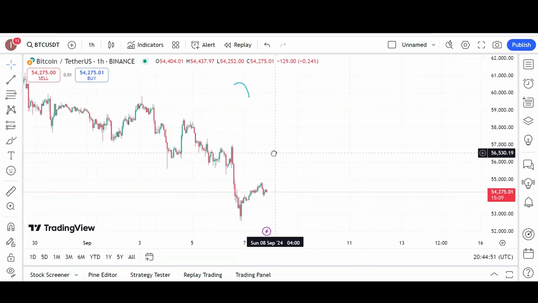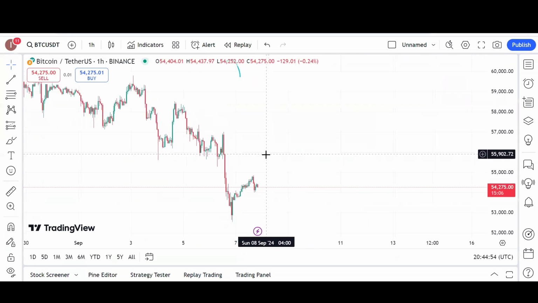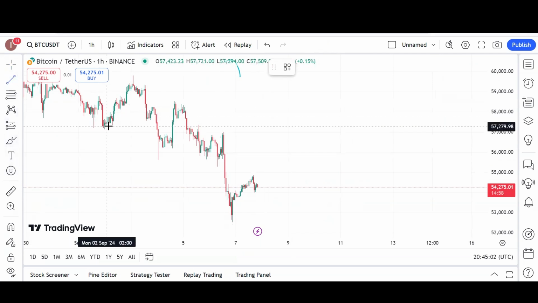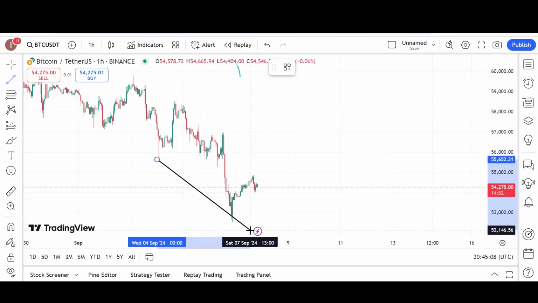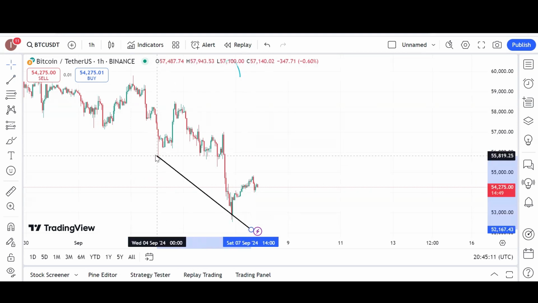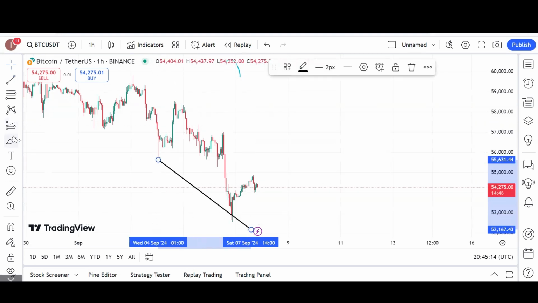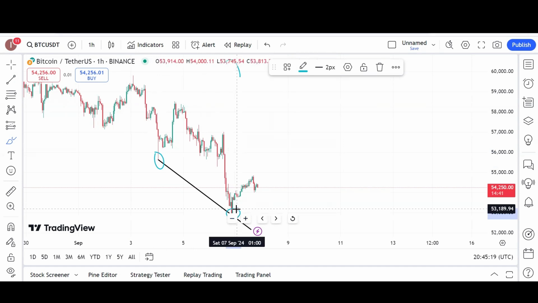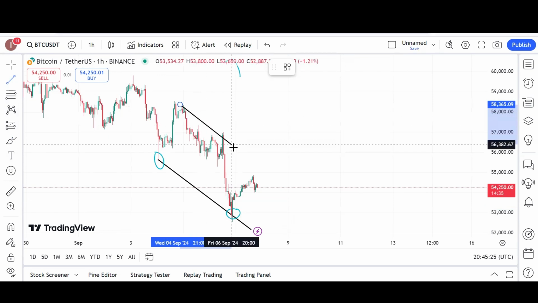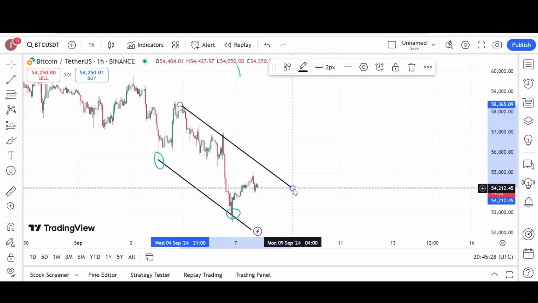As you can see, this is the BTC USDT chart on the 1 hour time frame, the latest chart on 9th September. Now I can draw the trend line for you. This is a downtrend, and you can see two taps hit here. This is the first tap and this is the second tap. We can also draw an upward trend line if required, but this BTC is in a downward direction.